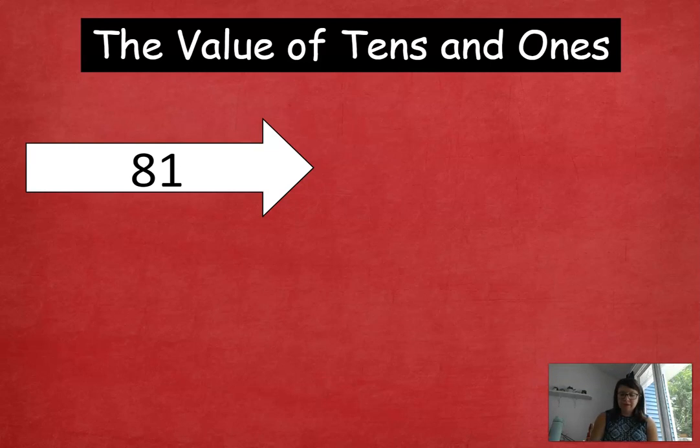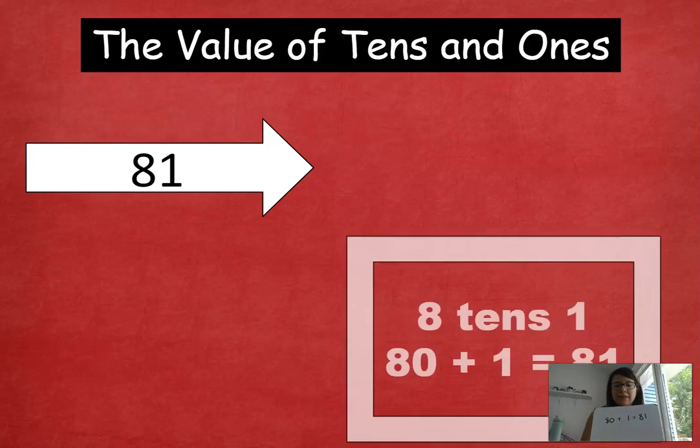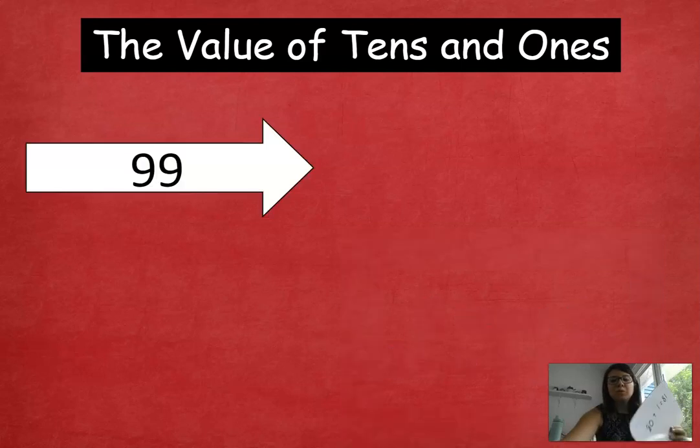Value of my 10s plus my 1s equals... Here we go. Value of my 10s is 80. There are 8 10s. Plus 1, 1 equals 81. 8 10s 1, 80 plus 1 equals 81. Ooh, tricky one.